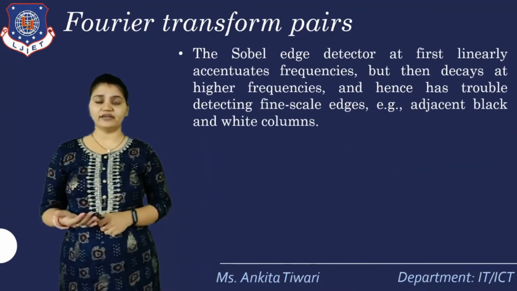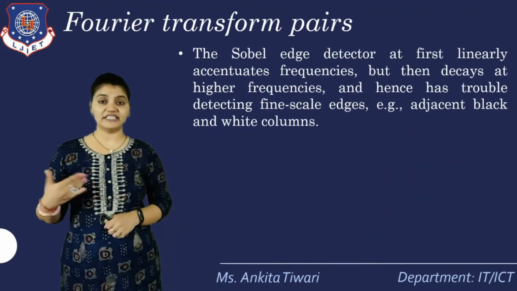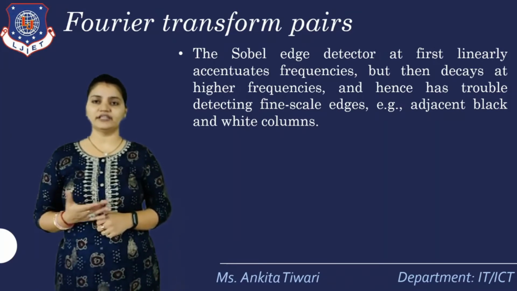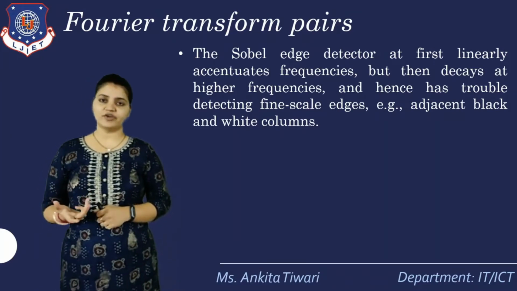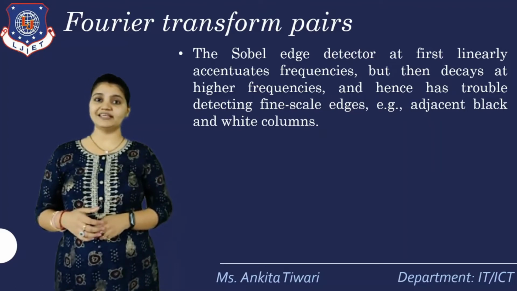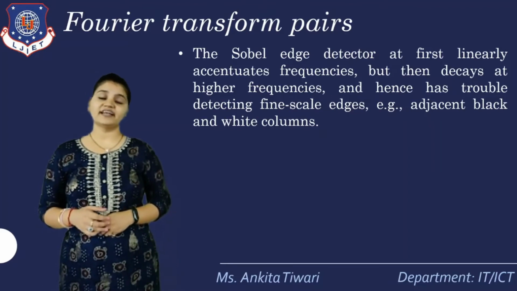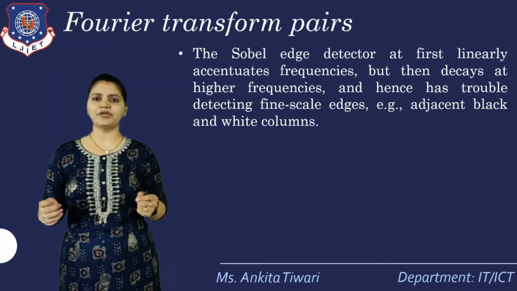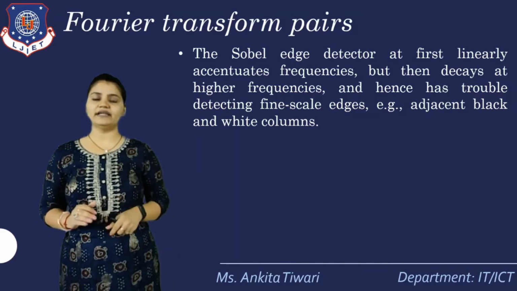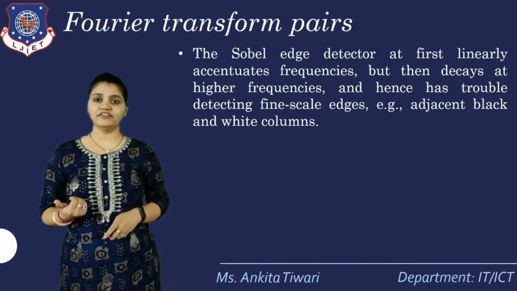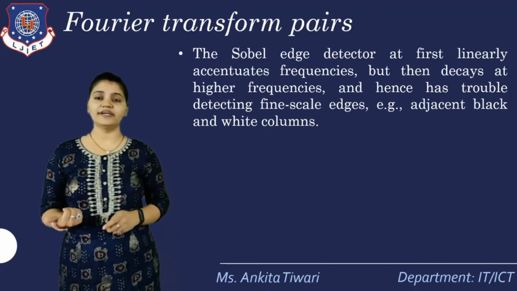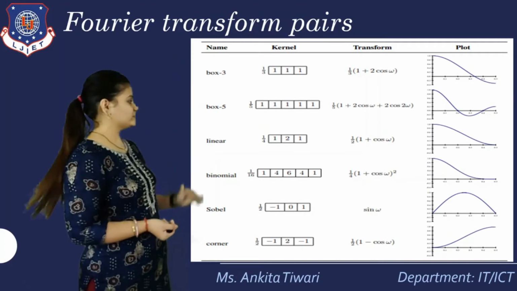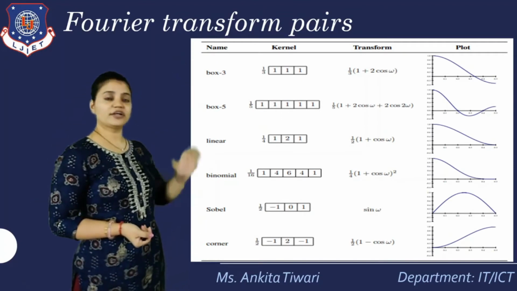The Sobel edge detector, which we are going to learn in the edge detection process in the third chapter as well, first linearly accentuates the frequencies, but then decays at higher frequencies, and hence has trouble detecting fine-scale edges. That means to detect the different edges, the detector must handle very fine scales, and for that it faces difficulty. So with respect to that, we have these many types of boxes with respect to the kernel.